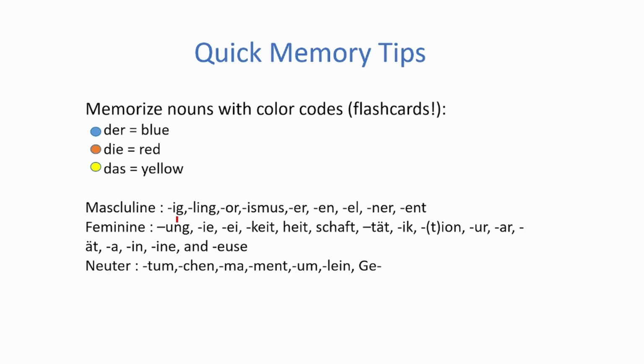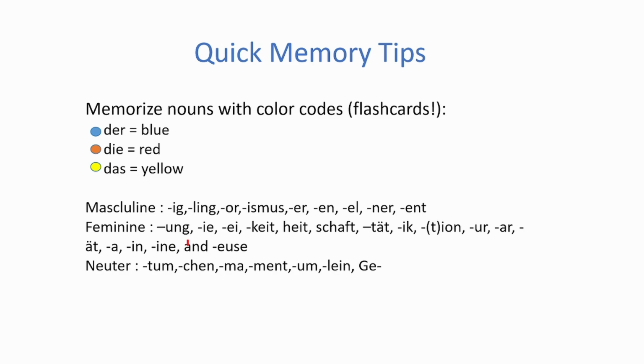There is another tip to remember which article will come along with the noun. With masculine, the noun endings will be ig, ling, or, ismus, n, l, ner, or end. So whenever you see these kinds of endings, it will mostly be der, the masculine article. For example, der König. König ends with ig.